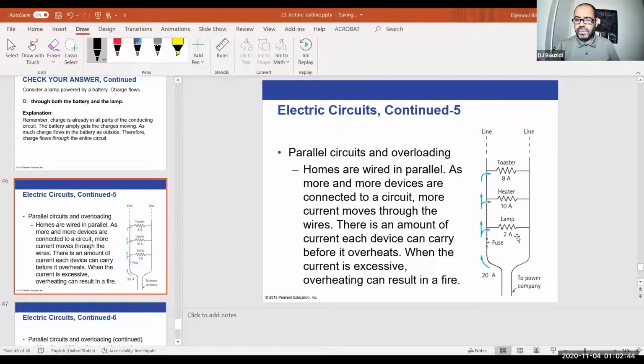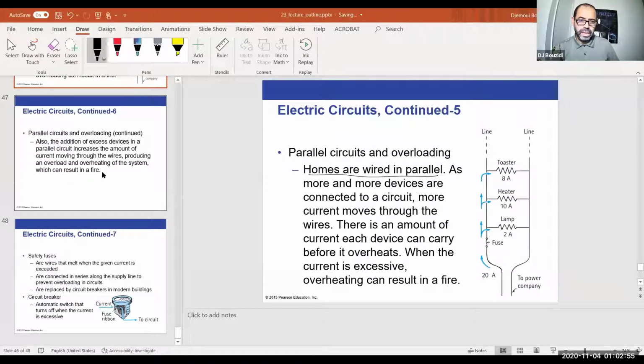And this is basically what I was talking about for the parallel circuits. This is how homes are wired. And circuit breakers or fuses are sometimes needed to control the circuit. So these are some of the ideas related to currents.